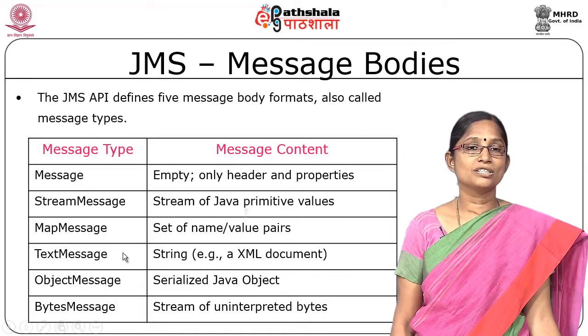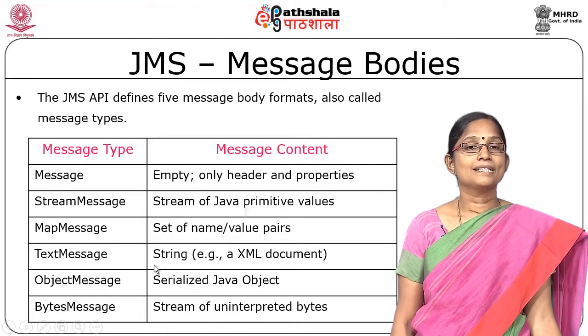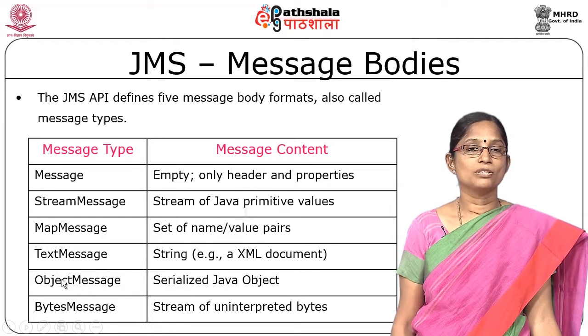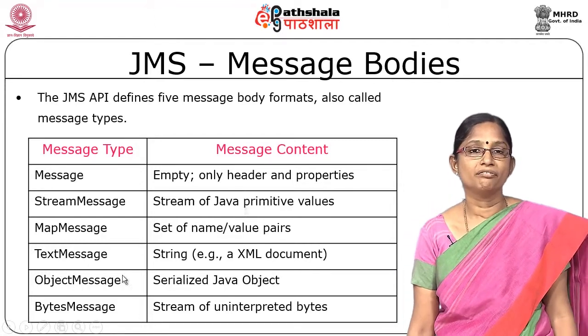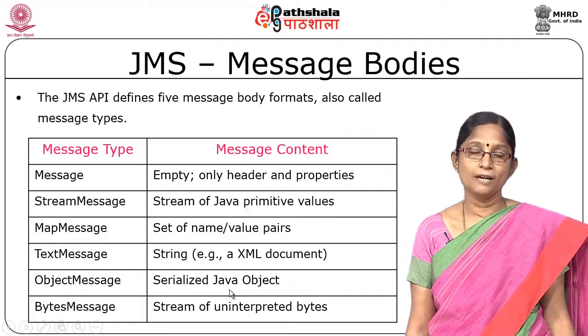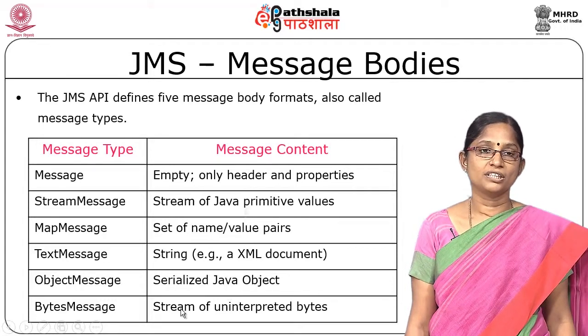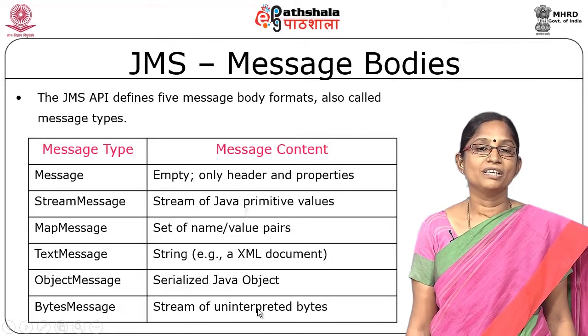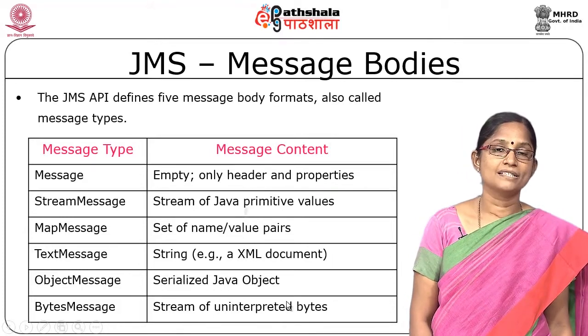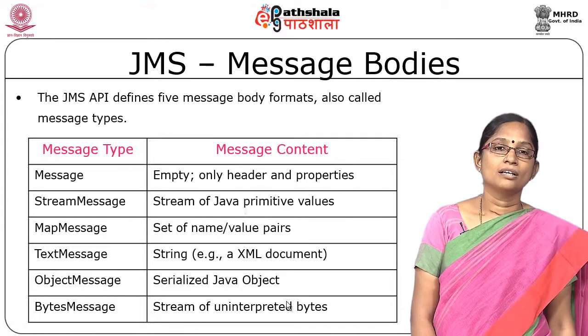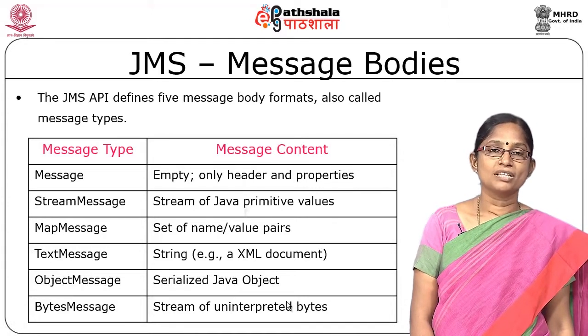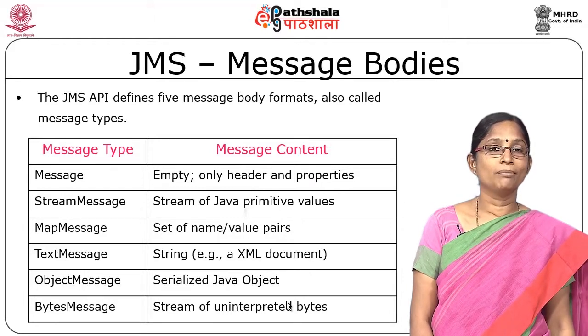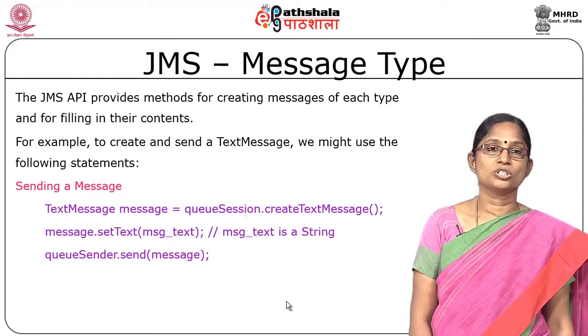Then text message, in text message the body is compulsorily going to be a string. Sometimes it may be an XML document also. If it is an object message, then definitely the message content is going to be a serialized Java object. If it is a byte message, then the content is always going to be a stream of uninterpreted bytes apart from the header as well as the property of the message. So, these are the three significant parts of a JMS message.